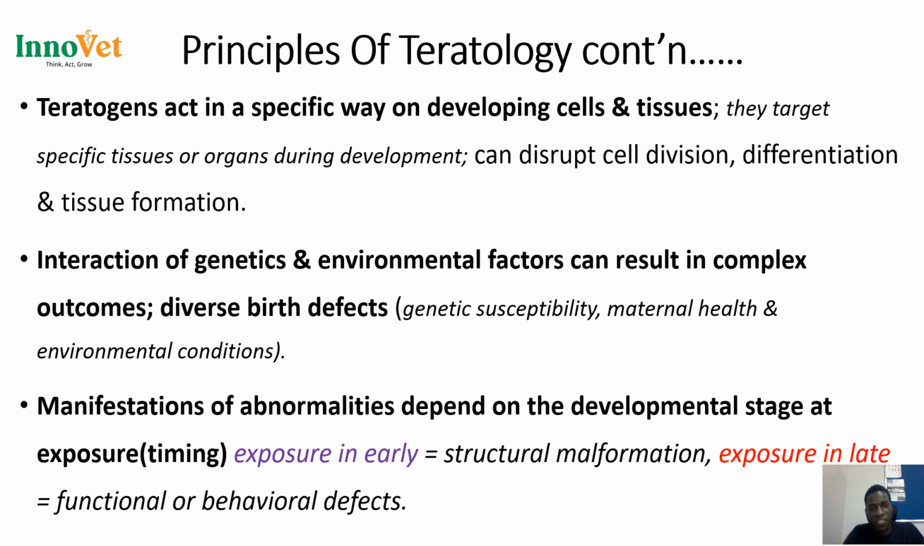Then the sixth and the last principle is that manifestations of abnormalities depend on the developmental stage at exposure. Simply, we can say this is timing. So, when the teratogens are exposed in the early stages of development, they will lead to structural malformations. Then when the exposure to the teratogens is in the late stage of development, this can result in functional or behavioral defects.